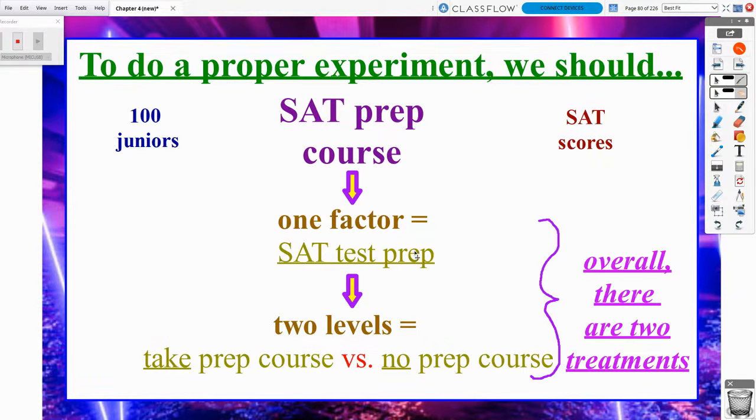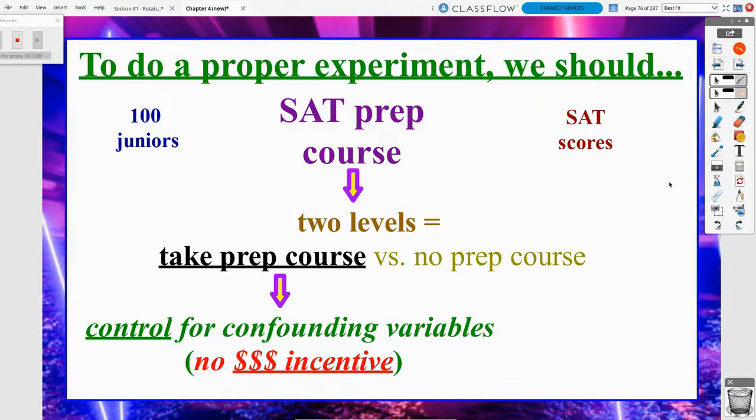Now, I mentioned previously that we have just one factor in our experiment, which again is the SAT prep course, that can be broken down into two levels. And our two levels are that some students will actually take the SAT prep course, and some students are not going to take the SAT prep course. So just because we have one factor that is broken into two levels, it's really just these two levels that represent our overall two treatments in our experiment.